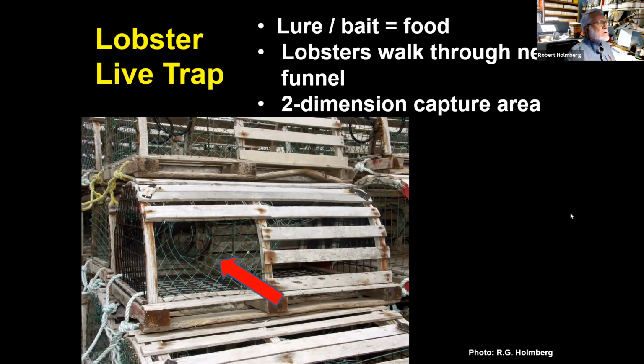Okay, this is another commercial trap. This is a lobster live trap, but again, showing how these traps usually work with a funnel system. This one with netting, they walk through the opening, get into the cage, and it's virtually a two-dimensional capture area.